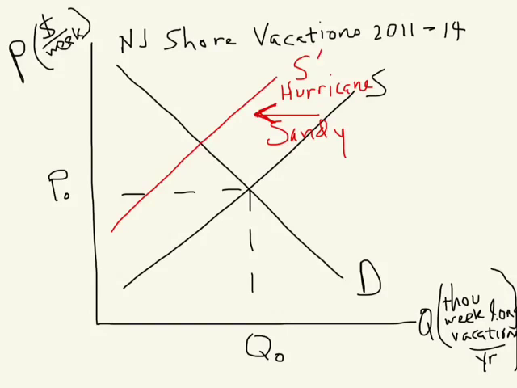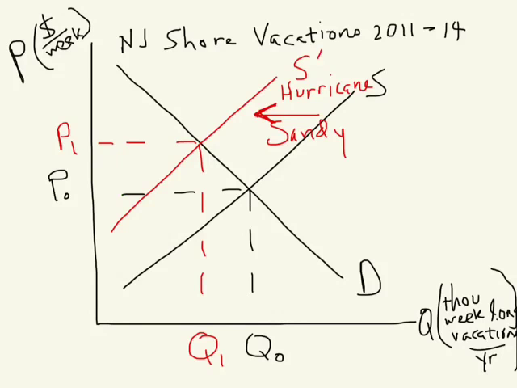And then we have, so that I shifted the curve. I draw the new market price, the new market quantity. And notice that we can know that this event is going to drive up the price of a New Jersey Shore vacation, and there's going to be fewer of them taken in 2014 than there were in 2011, 2012. So that's how you do it.